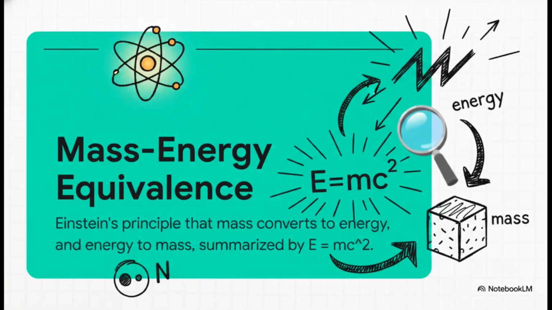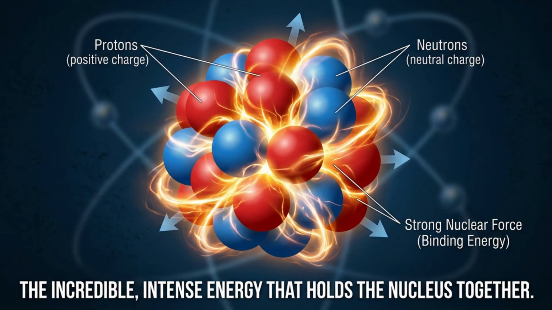Okay, so where on Earth did that missing mass go? Einstein's formula, E equals mc squared, explains it. Mass and energy are two sides of the same coin. Mass can change into energy. The missing mass changed into binding energy, an incredibly intense energy that is necessary to hold the nucleus together.